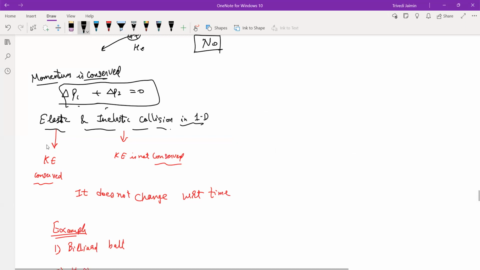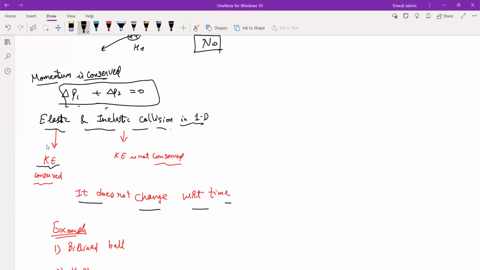Okay. So elastic collision in one dimension, you will study in one dimension only, so I will not mention that. In elastic collision, as you said, kinetic energy is conserved. That means it does not change with respect to time. In inelastic, kinetic energy is not conserved.